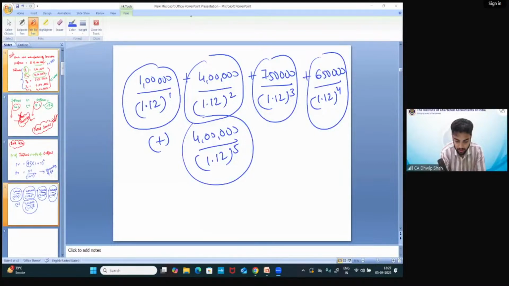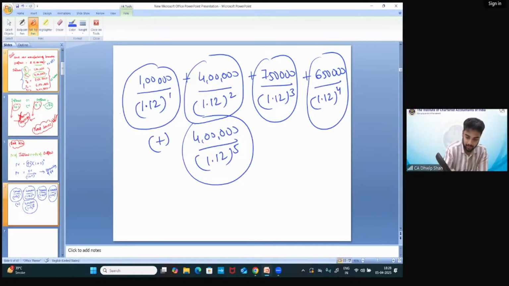I is equal to 14.21. You don't know how to calculate. You have not learned this at lower level. Okay, so take 1 lakh on calculator. So let's start for year 1. Take 1 lakh on calculator, divide by 1.12 and press equal to 1 time.